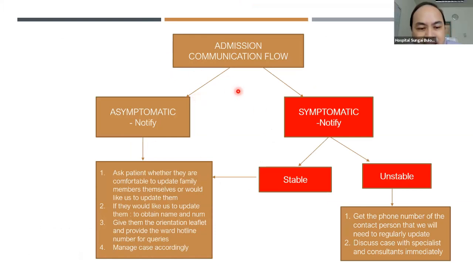For communication, whether they want to update the family members themselves, or would they like us to update them. If they'd like us to update them, please get the contact details. If the patient is unstable, of course, we need to contact them.